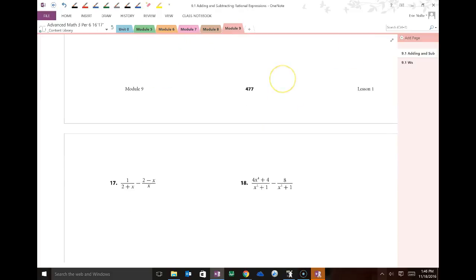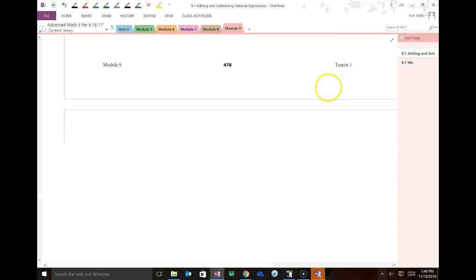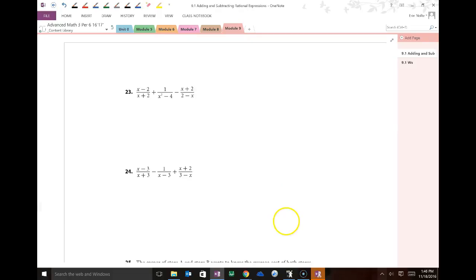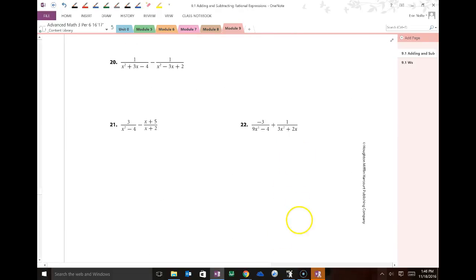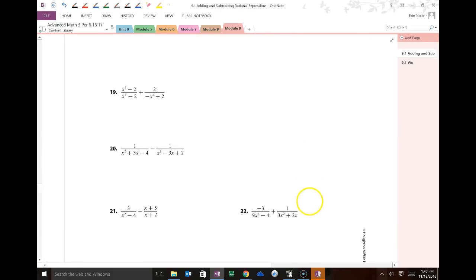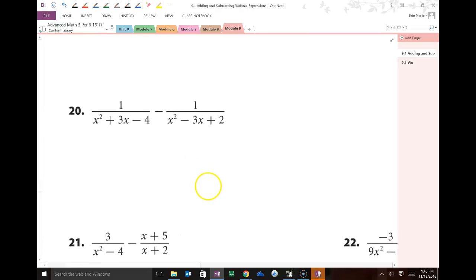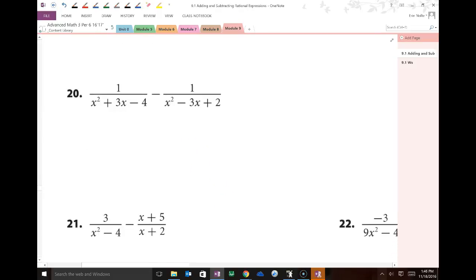Okay, let's do, whoa. I want a good one, let's see. Ooh, yeah, this is a good one. I like that one. It's not too complicated, but it requires a little finagling at first. Okay, so first step is what? Common denominator.